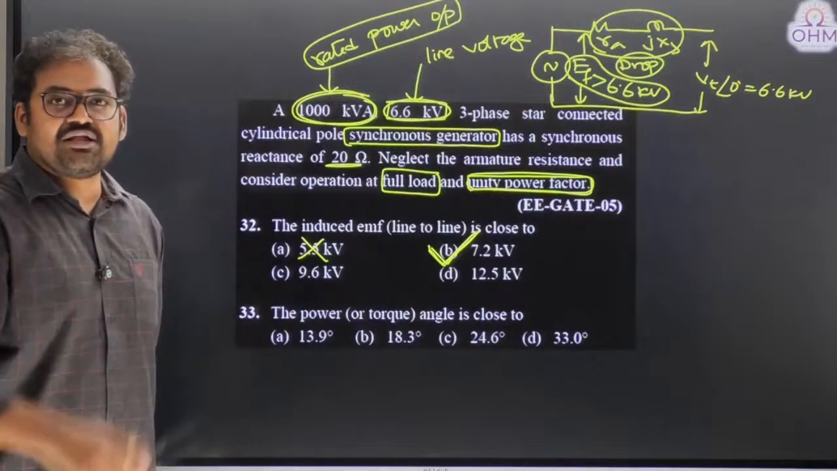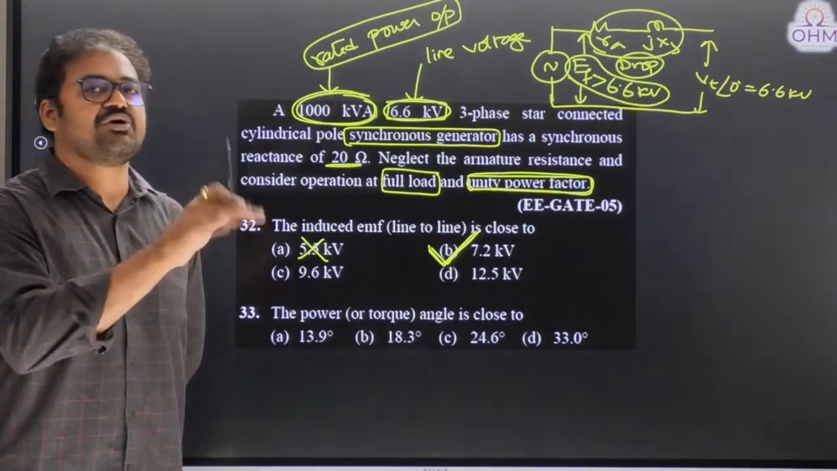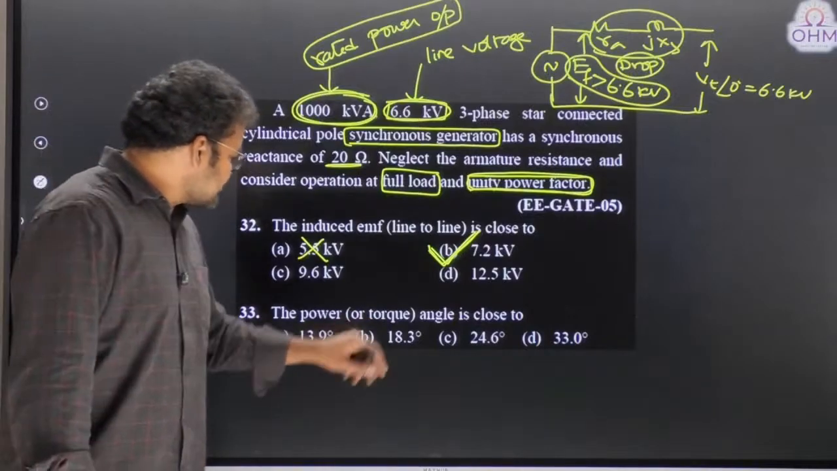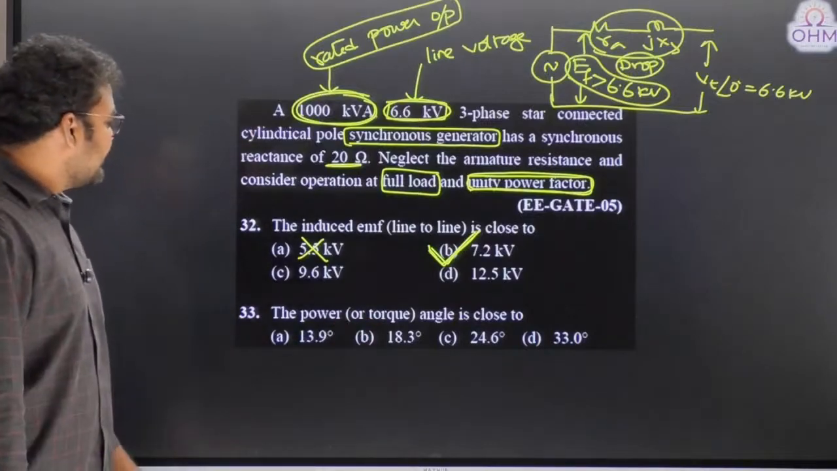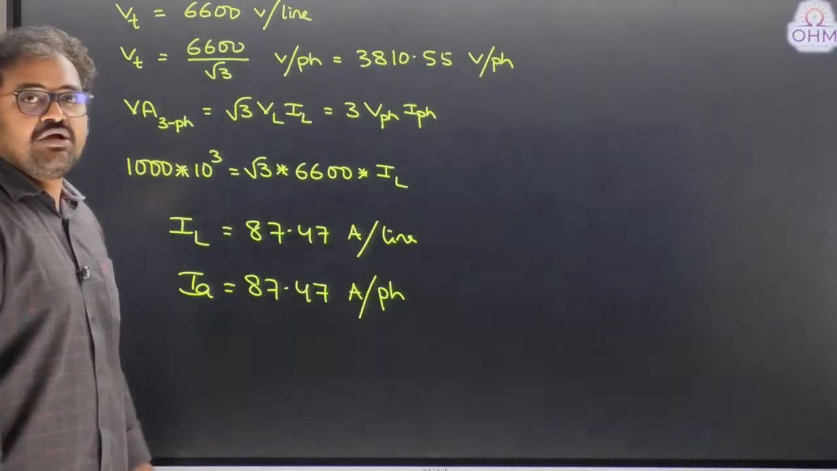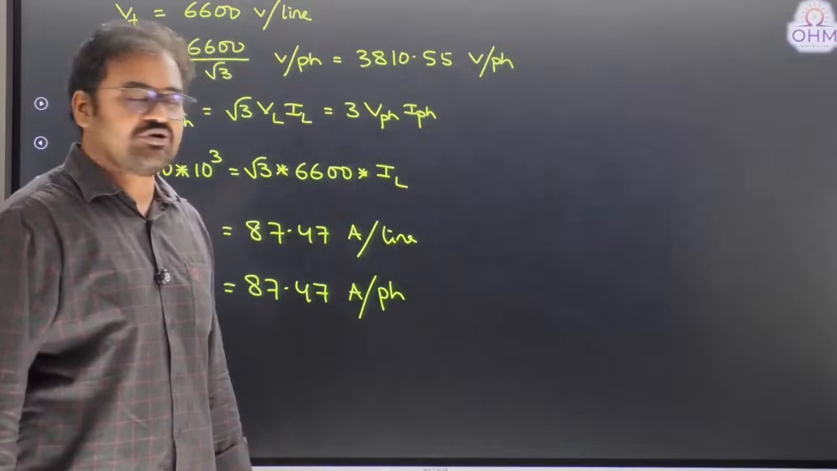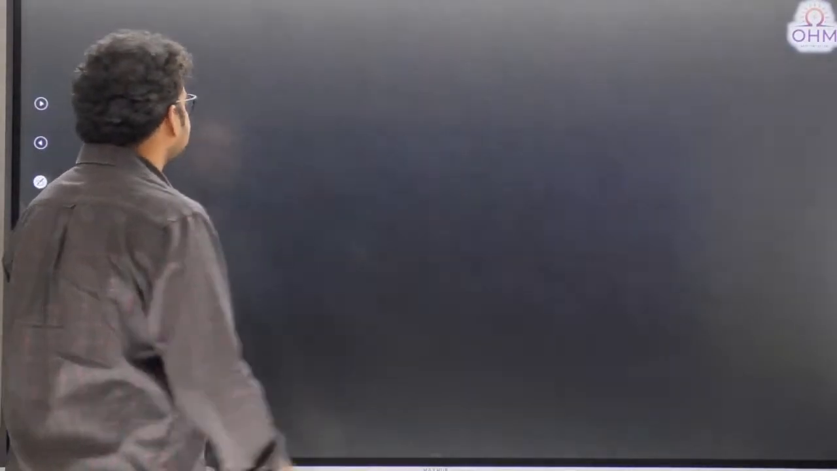But if it is a numerical answer type, you must solve it to answer the problem. Okay? Yes. Now what is the next way? Next question, what is the power angle? Delta also you need to calculate. How could you calculate delta? Yes, calculate tan psi first. Or else use phasor diagram.